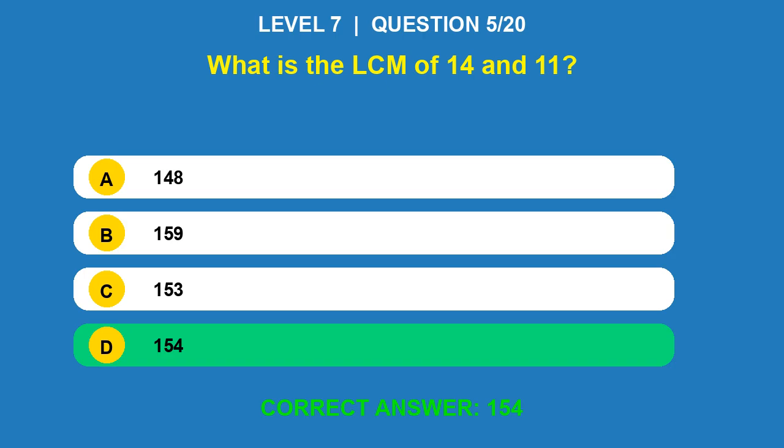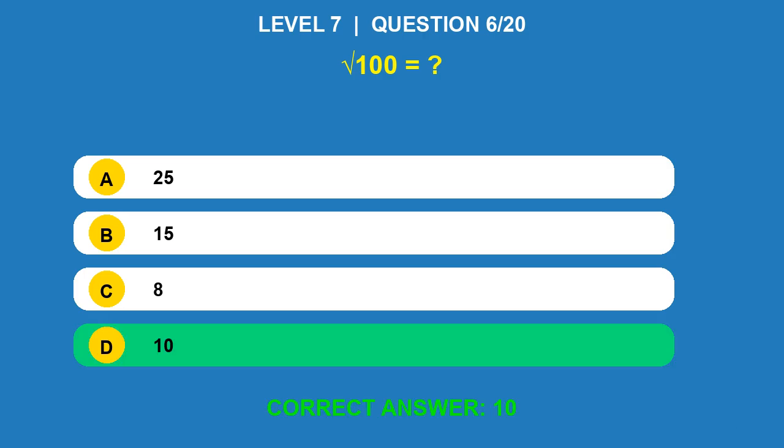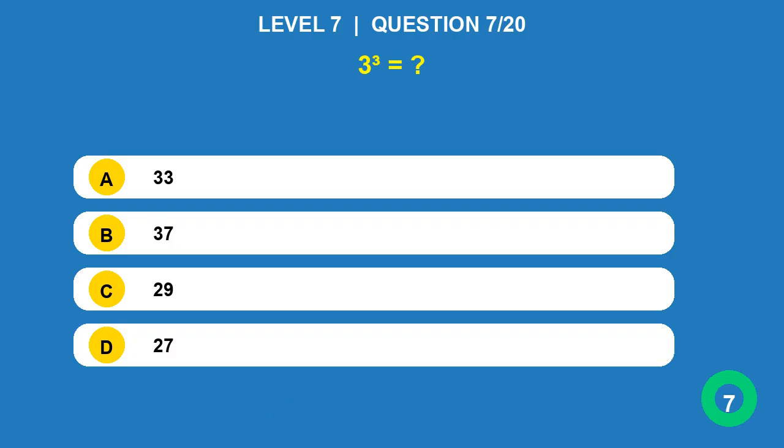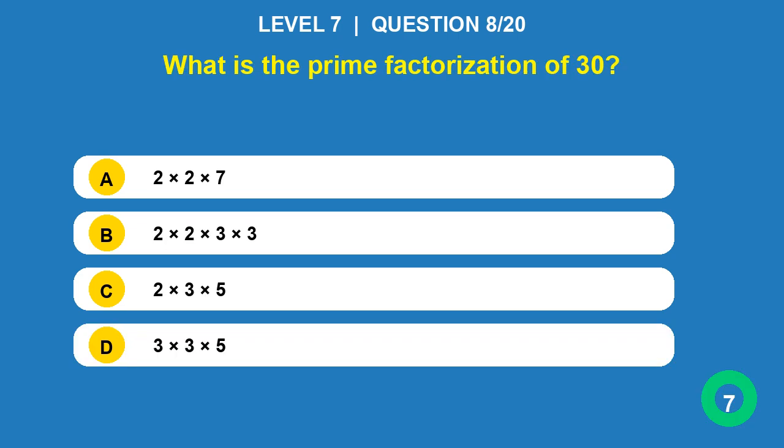Answer is 154. Square root 100 equals? Answer is 10. 3 superscript 3 equals? Answer is 27. What is the prime factorization of 30?